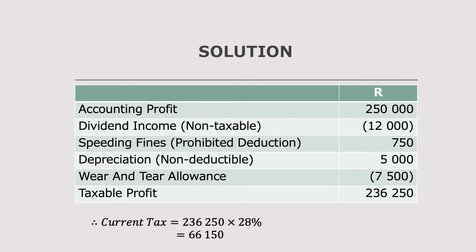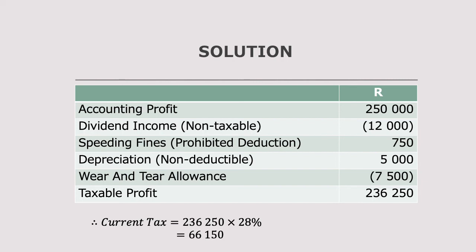So we start off with our accounting profit of 250,000 Rand. We then go and we deduct our non-taxable dividend income, as that dividend income had been included to get that 250,000 Rand. We then go and add back our speeding fines of 750 Rand, as speeding fines represent prohibited deductions. We go and add back our non-deductible expenses in the form of depreciation, and we then go and take into account the wear and tear allowance that we would be allowed under Section 11E of the Income Tax Act. That then gives us taxable income of 236,250 Rand.